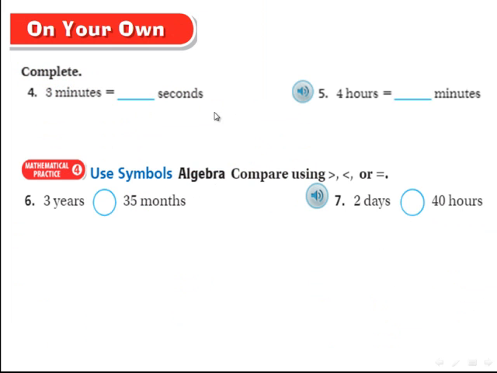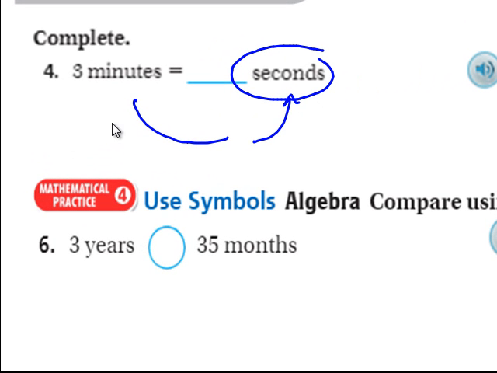Here we go. Question 4. 3 minutes equals how many seconds? It wants you to convert from minutes to seconds. Ask yourself, how many seconds in 1 minute? Great, 60. 60 seconds in 1 minute. So you should multiply 3 by 60. 3 by 6, 18. And don't forget to put 0. So the answer is 180 seconds.